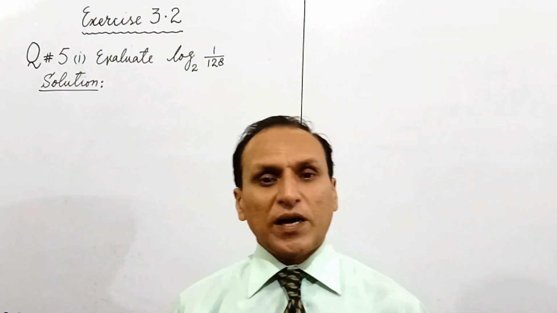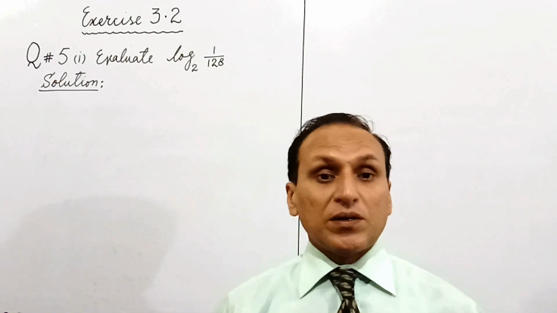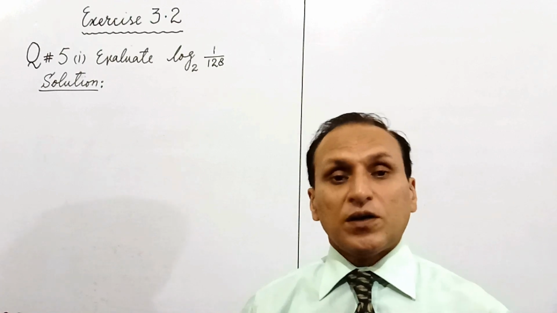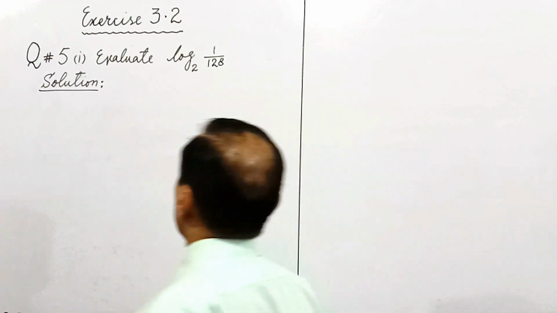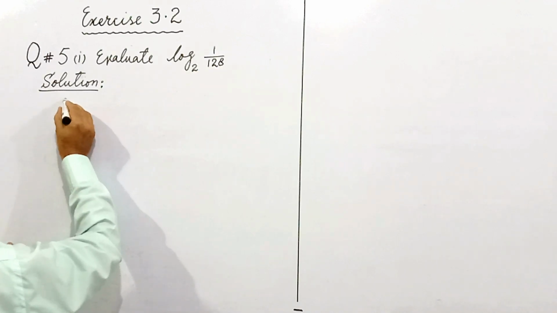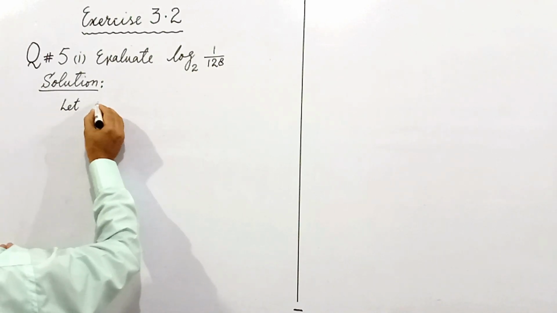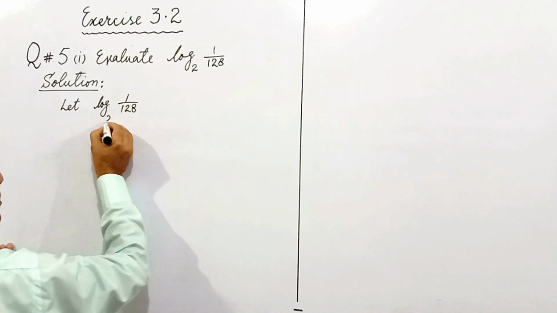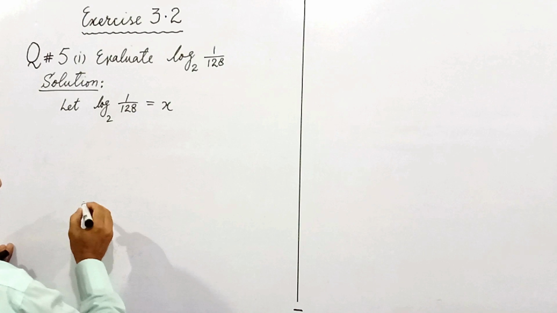We continue exercise 3.2 with question number 5. In this question we are required to evaluate given values of log. Let's do it. As we are given log 1 over 128 to the base 2, we let in the first step log 1 over 128 to the base 2 is equal to x.